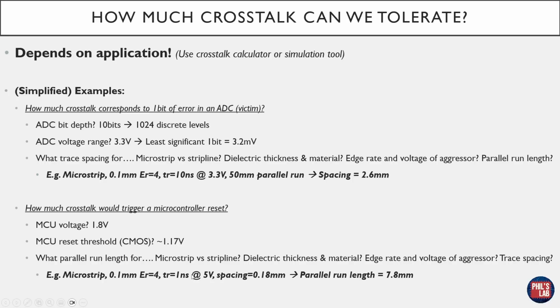So for a 5 volt, 1 nanosecond rise time signal, which could be a bit hard to achieve, a spacing of 0.18 millimeters between aggressor and victim, we might get a parallel run length of maximum 7.8 millimeters before we get too much crosstalk. Again, these are very, very simplified examples, but just to show that how much crosstalk we can tolerate depends on the application, and you have quite a number of parameters to play with.